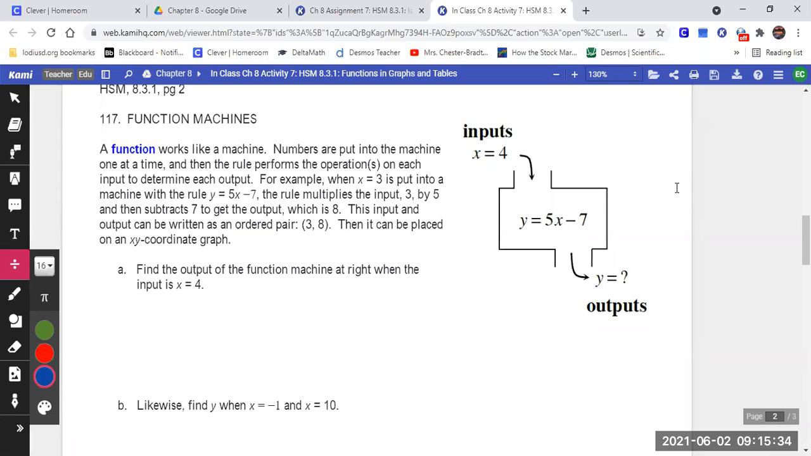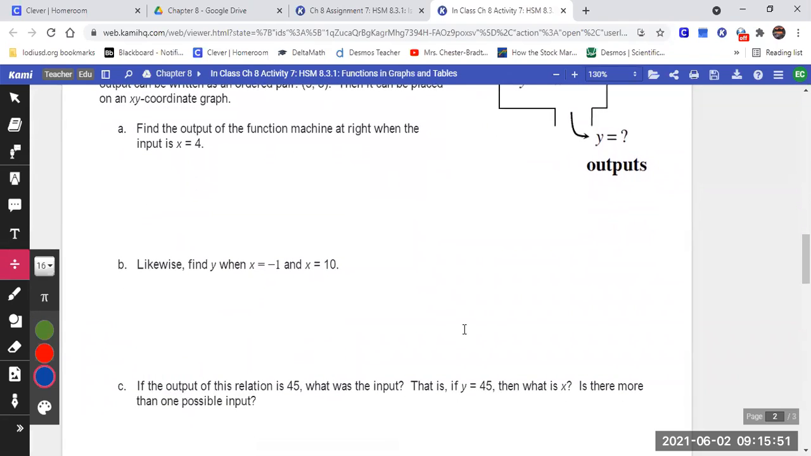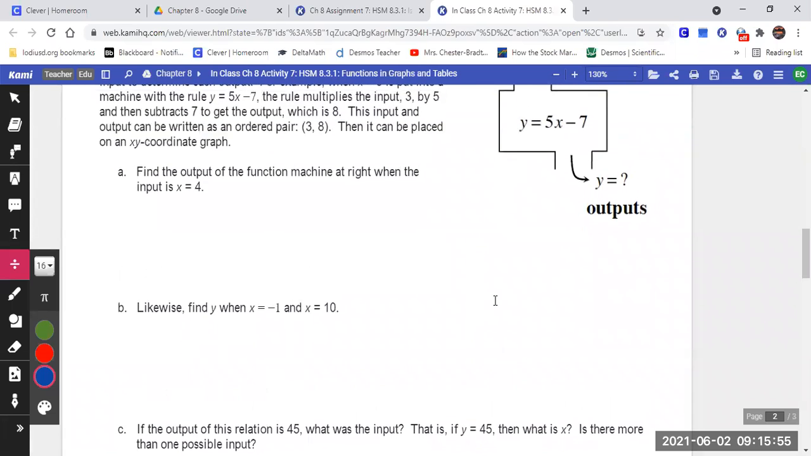Okay, so we've done things like this with the table. They're just calling it a function machine now. Then it's put on the XY coordinate plane. Okay, so we're just substituting the numbers they tell us for the letters, just like we've done before. They just call it a function machine right now. And I'll be explaining why in a second.